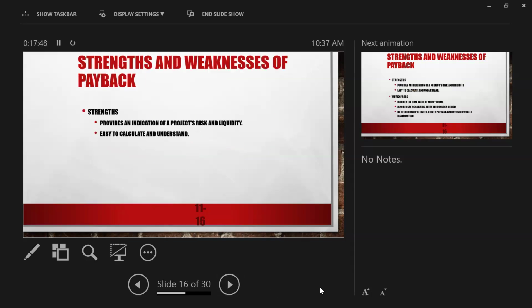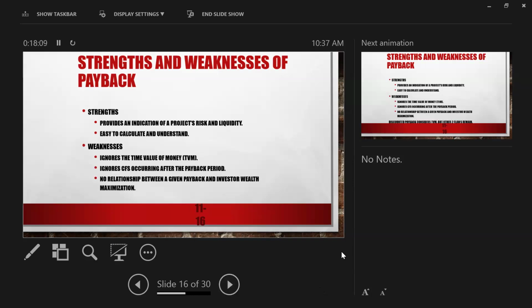So strengths of payback period: it does provide a very good indication of liquidity. It gives us an idea of, okay, do you have the cash to pay this back? And the other thing is obviously it's easy to understand. But what are the weaknesses? The biggest one is it ignores the time value of money. It ignores interest, which is big.